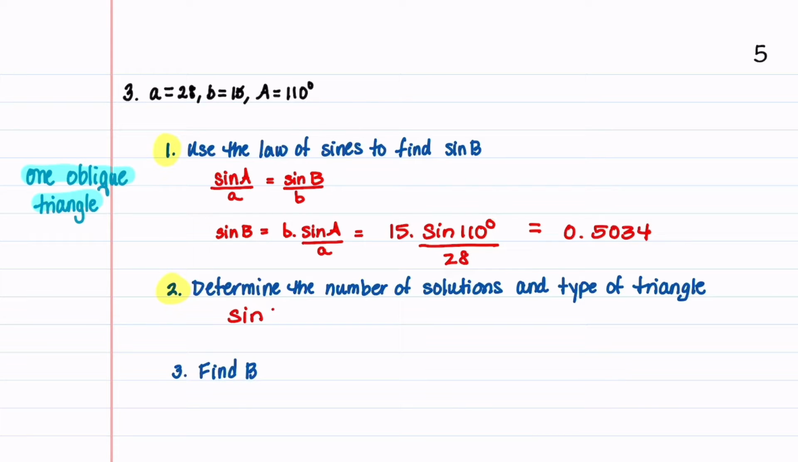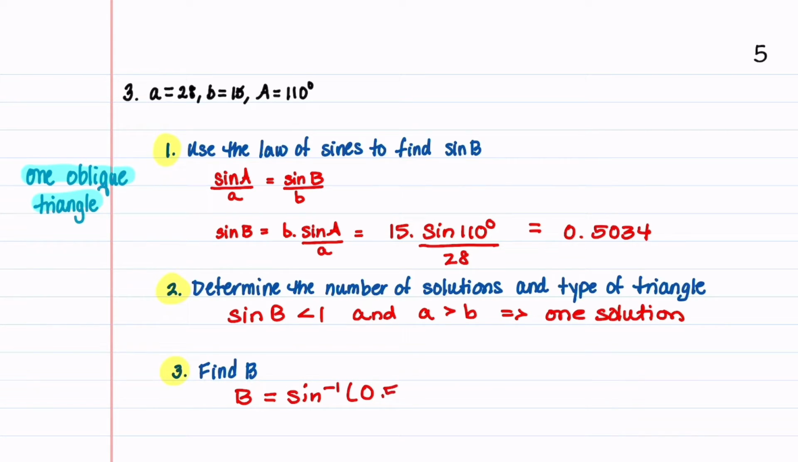Let's now determine the number of solutions. Sine B is less than 1 and a is greater than b, so that tells us that we're going to have one solution and one triangle. We can now find B. B is going to be the inverse sine of 0.5034. If we put that in our calculator, we end up with a value of 30.23 degrees.